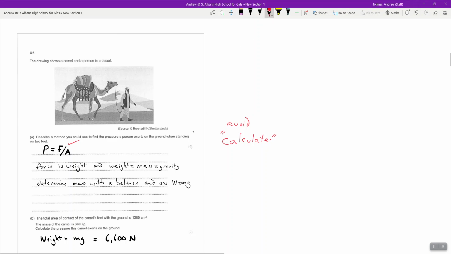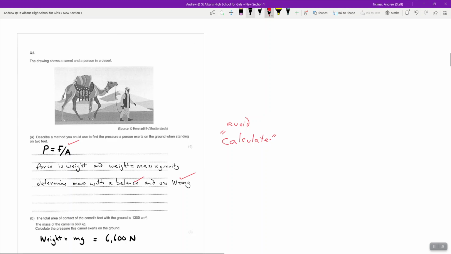Now that's what the marks are for. One is the idea that I'm measuring a weight, not that I'm measuring a mass, because weight's the thing I need. And second is giving specific detail about what I'd use. So measuring using a balance is fine. You can say a Newton meter. That's also fine. Anything that would really measure a weight is fine, or a mass. If you're measuring a mass, you then need to turn it into W equals mg. So that's what you do. The measurement of mass alone does not get you a mark here.